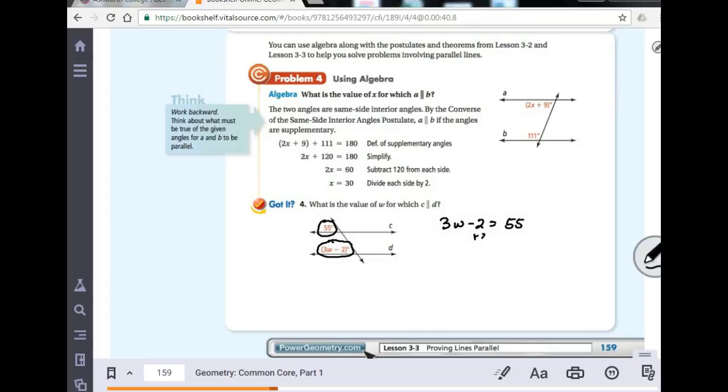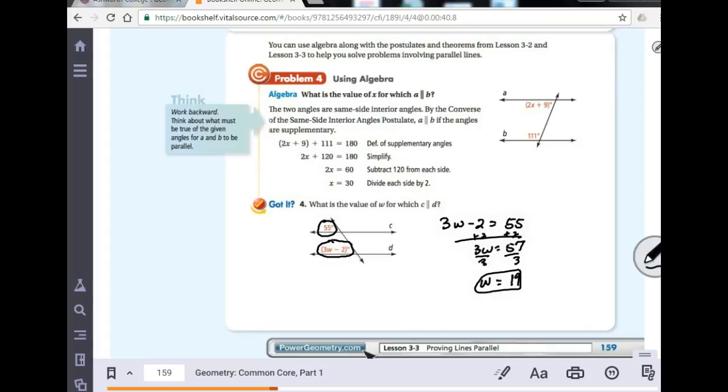Then as we solve it, of course, I would add 2 to the other side. That's going to leave me with 3w equals 57. Then, of course, you're going to divide both sides by 3. This is just some basic algebra here. And then 57 divided by 3 ends up being 19.